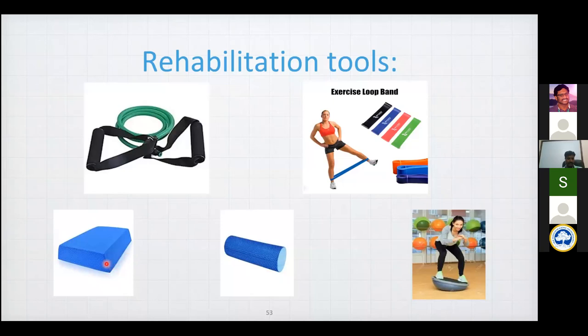This is a foam pad, stability pad. This is a foam roller. And this is a BOSU ball, proprioceptive activities. We can do proprioceptive activities with this as well as this.